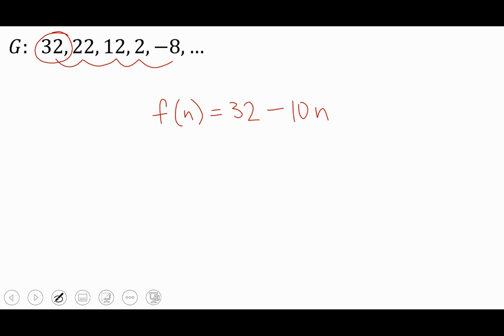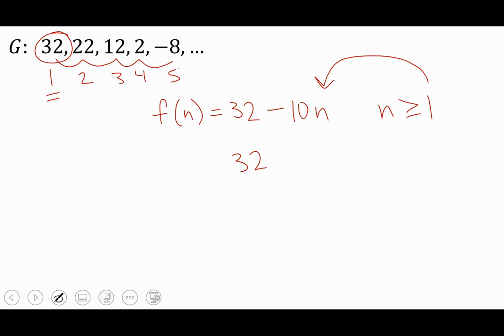And then our domain, if this is the first term, second term, third term, fourth term, fifth term, our domain tells us where the sequence starts. It starts at the first term. So n is greater than or equal to 1. And then you just plug the number in and see if it works.